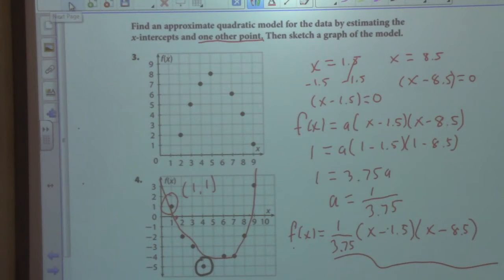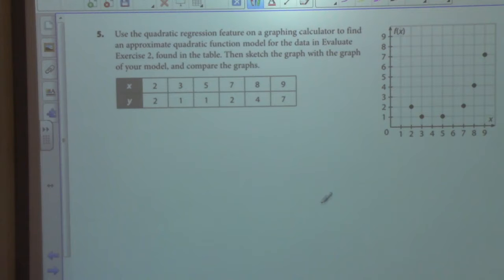So what we're going to do is, this is a factored form. We're going to go on to problem 5, which starts with what we call using a quadratic regression feature on your calculator. You have your calculator out? Everybody? Connor, you got your calculator? Okay.